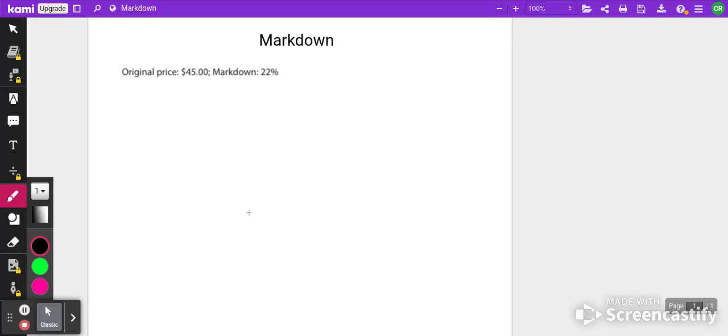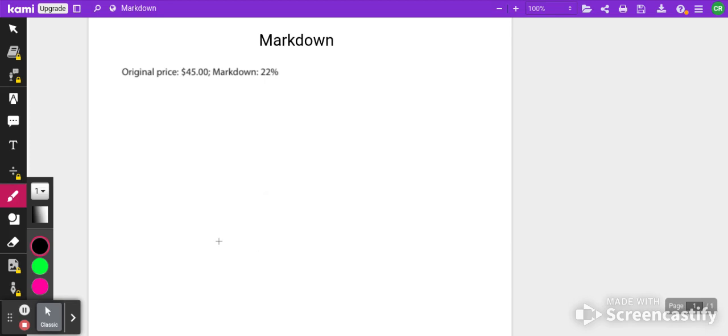We're looking at markdown. Now you've learned about markup, which is when you have a price and you increase it by a percent to charge more money for it. Sales tax is a kind of markup, right? You have to pay for your item, but then they also add a percentage onto that you have to pay. That would be a markup. Also, just when they want you to pay more for something, they can mark it up.